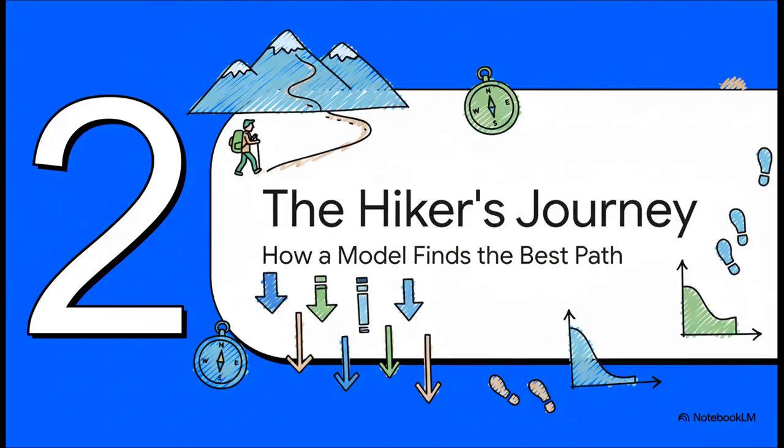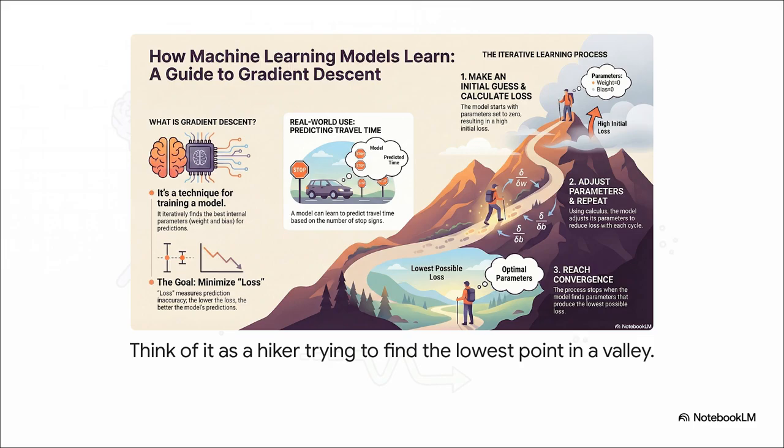Now, to really wrap your head around how a model finds that lowest possible loss, we're going to use what I think is a perfect analogy: the journey of a hiker. Okay, picture this. Our model is a hiker, standing somewhere on a massive, foggy mountain range. The hiker's only mission is to find the absolute lowest point in the valley. In this story, the hiker's altitude is our loss. So the bottom of the valley is the point of lowest possible loss, the perfect version of our model.